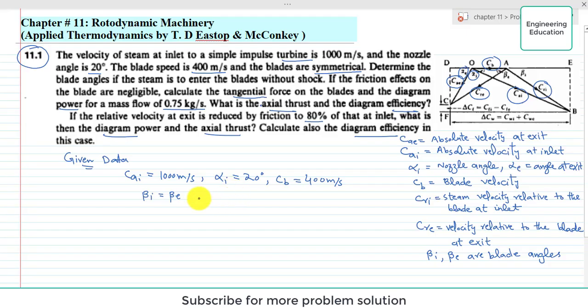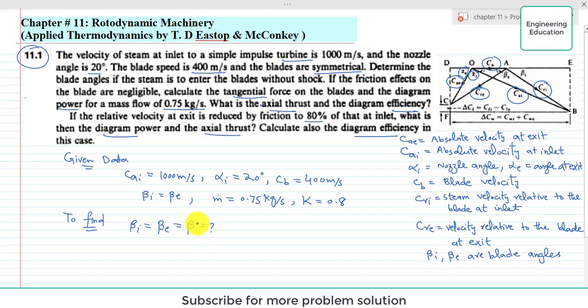Also, further, mass flow rate is given, which is equal to 0.75 kilogram per second. We have given the value of coefficient of velocity ratio, which is 0.8, K. So for this we have to first find the blade angle beta I or beta E, both angles. The blades are symmetrical, so in this case we will find beta.